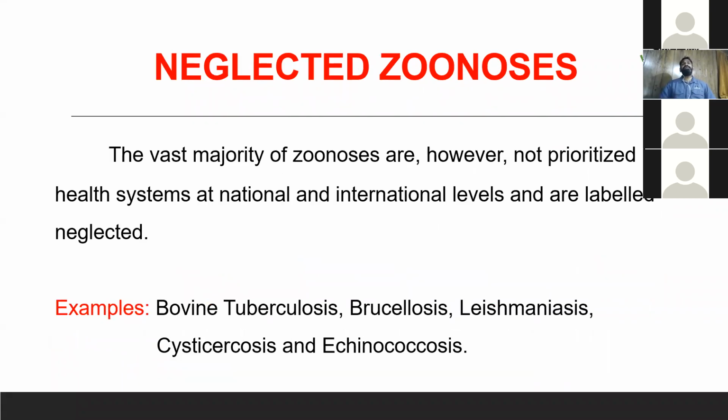There is another term called neglected zoonosis. The vast majority of zoonoses are not prioritized by health systems at national and international levels and are labeled neglected. We don't know the reason, perhaps because we are used to those diseases. For example, bovine tuberculosis, brucellosis, leishmaniasis, cysticercosis, and echinococcosis, because they are sometimes sporadic, and at the same time, we feel that they are very rare. But to be honest, those are neglected zoonoses. We need to be very careful about them. And I strongly feel the veterinarians working in the field, especially with livestock, need to take these things seriously so that neglected zoonoses will also be addressed adequately, so that we can help both animals as well as humans.